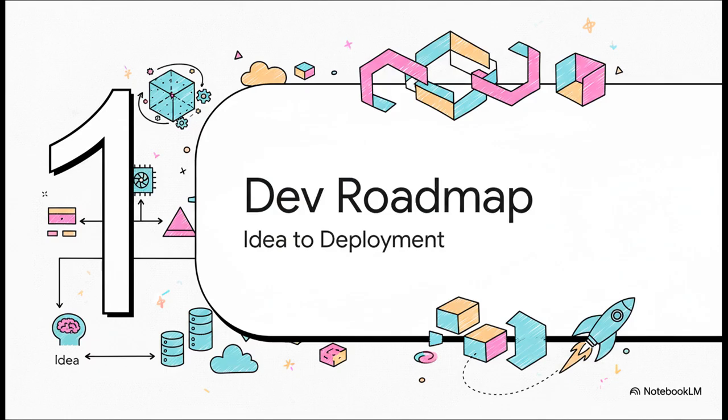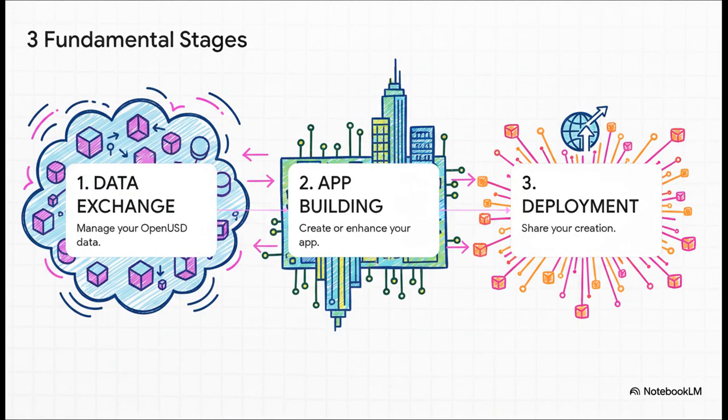So let's start with the big picture, right? Before we get into all the individual tools and the nitty-gritty, it's super important to understand the whole strategic journey, from concept to reality, inside the Omniverse ecosystem. Pretty much every Omniverse project, I don't care how big or small, follows these 3 basic stages. First up is data exchange, and it's all about OpenUSD. Second is application building, that's where you create your service. And third, of course, is deployment, where you share your amazing creation with the world. Let's break each one of these down.